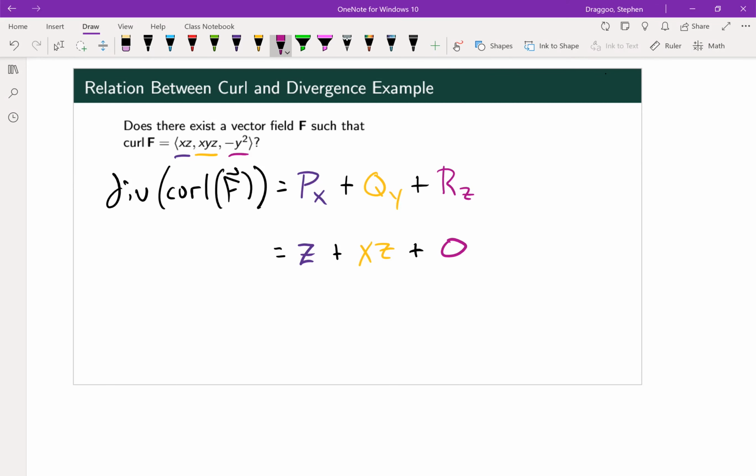We should hopefully notice that if we add all that up, we decidedly do not get 0, since we get z plus xz, or maybe z times x plus 1 if you felt like factoring. Either way, the divergence of that curl did not come out to 0, which means that we do not have some vector field F such that the curl is equal to the function provided.